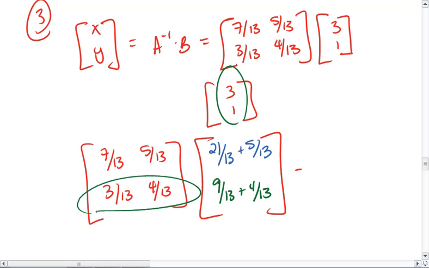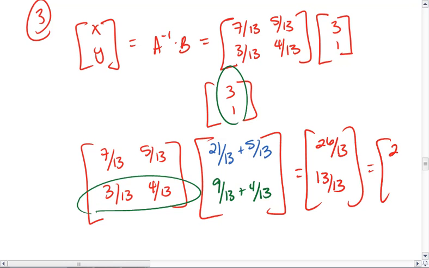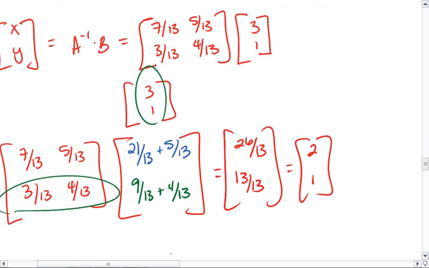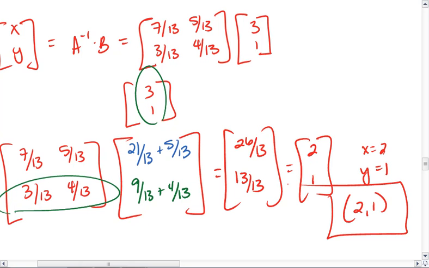This entire matrix then reduces down to 26/13 and 13/13, which is the same as 2, 1, and those are my values for x and y. So x is 2, y is 1, which is the ordered pair 2, 1.